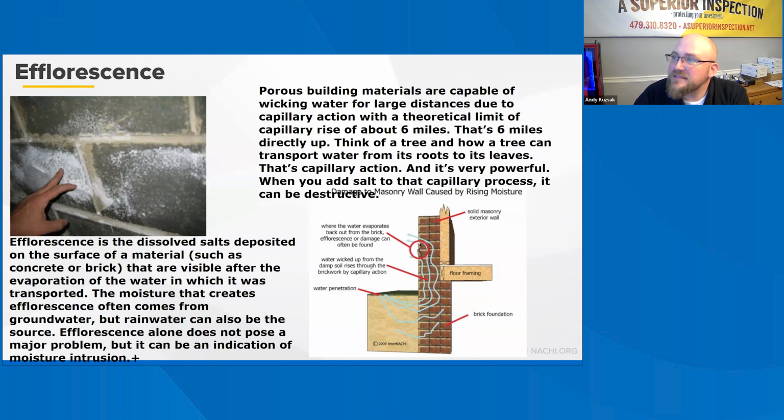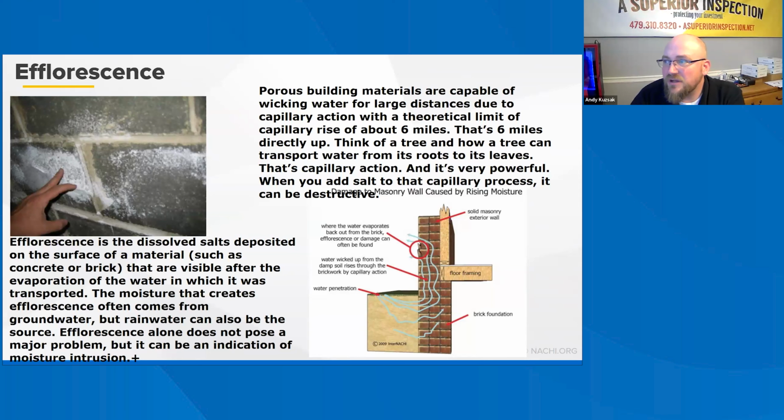So efflorescence is the white chalky powder that you might find on the surface of a concrete or brick wall. It can be a cosmetic issue, or it can be an indication of moisture intrusion that could lead to major structural and indoor air quality issues. A home inspector should understand what efflorescence is in order to recognize potential moisture problems.